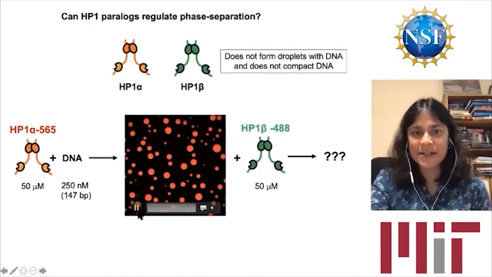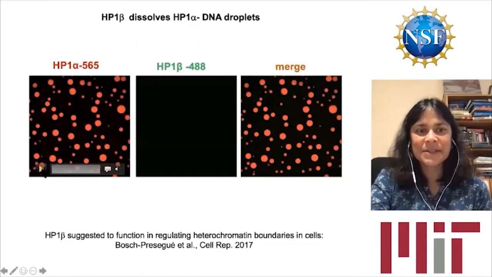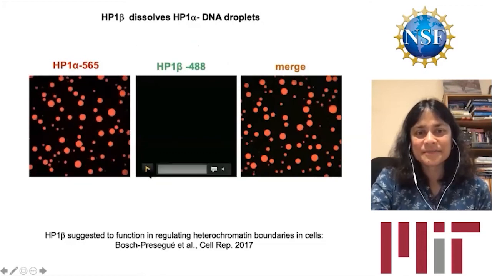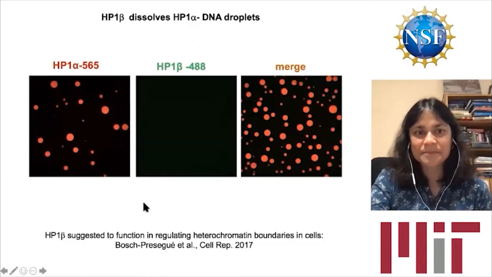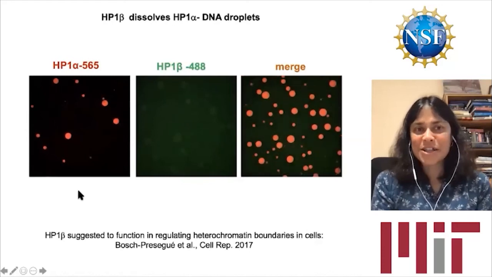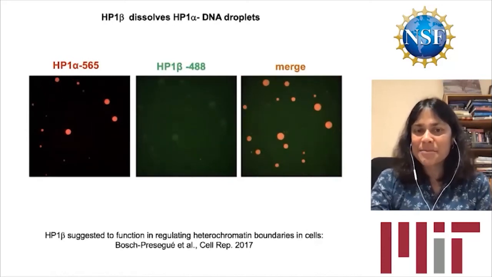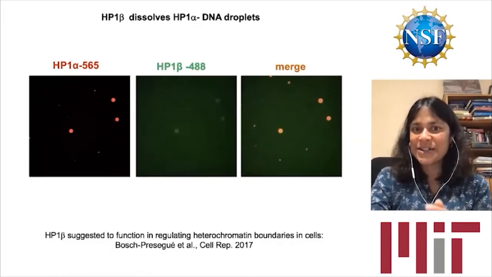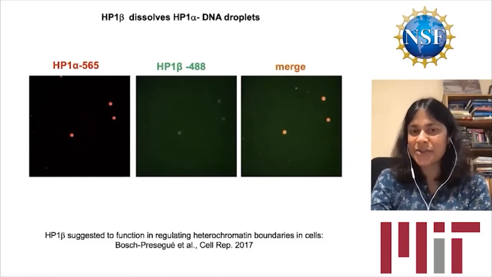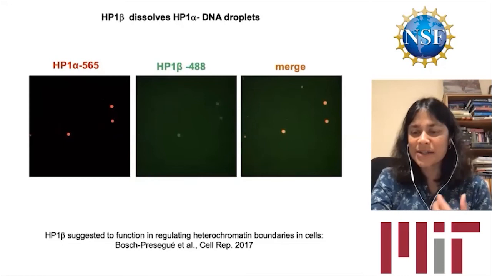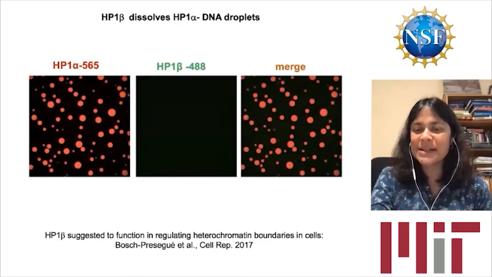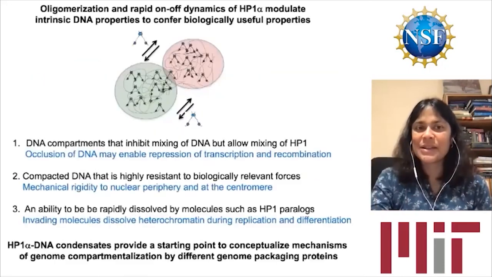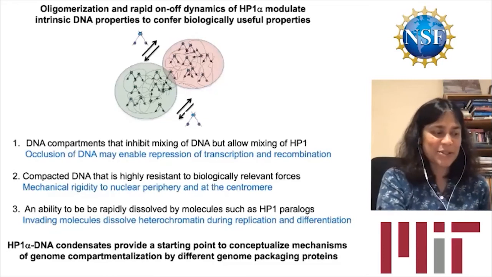And so this is what you'll see. You can see that HP1 alpha droplets are dissolving, but before they dissolve, HP1 beta, shown by the green channel, gets into the droplets. Okay? So HP1 beta is able to dissolve HP1 alpha droplets by transiently entering the droplets. We believe it does so by forming heterodimers that interfere with HP1 alpha's ability to interact with DNA.